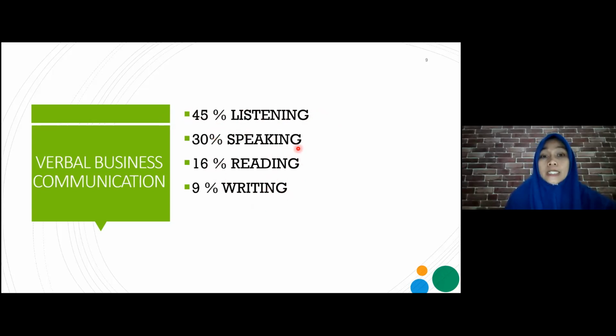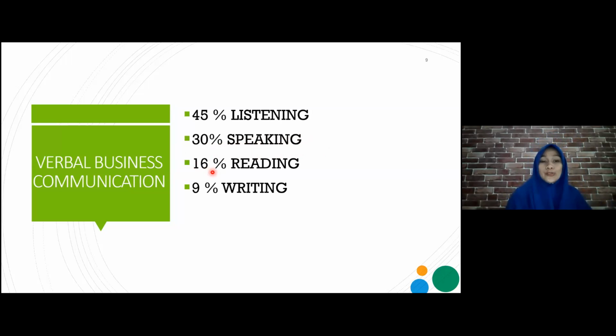And then speaking, 30%. Why? Because commonly the manager speaks much, they instruct something to his or her employee, right? They have some instruction that should be spoken by himself to the others. They order something, right? So it is important also for the manager to know how to speak clearly, to speak well, that will be understood by the employee, I mean.